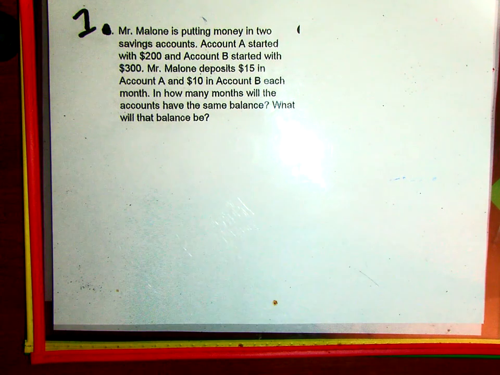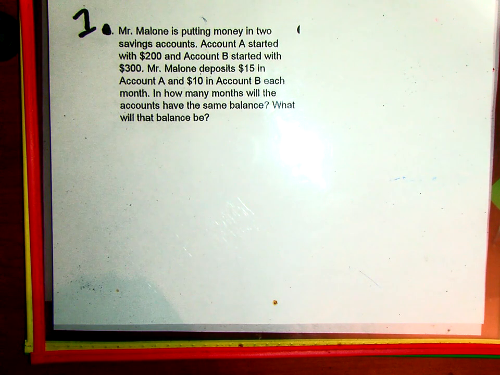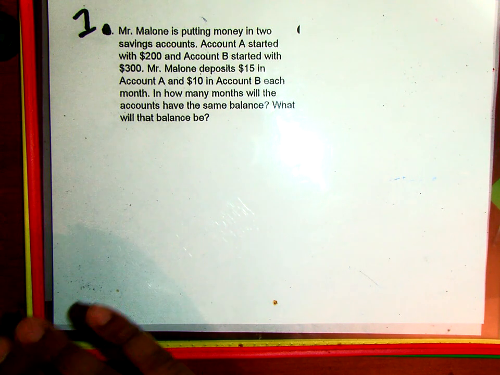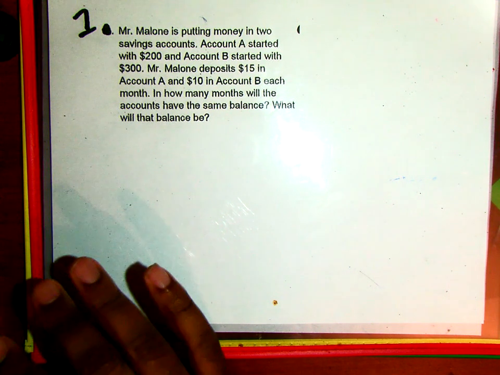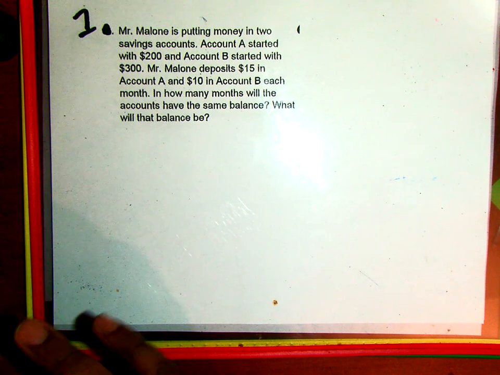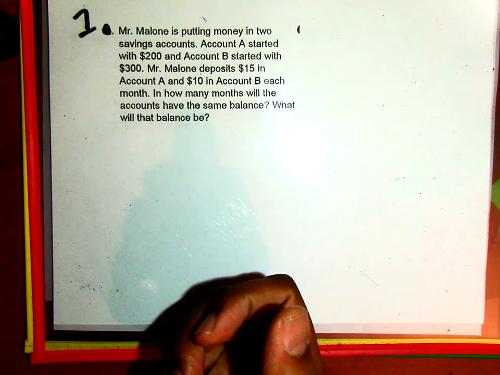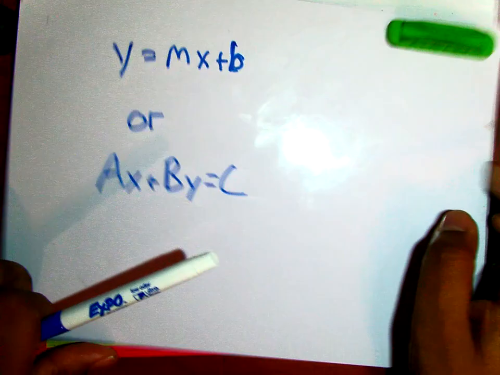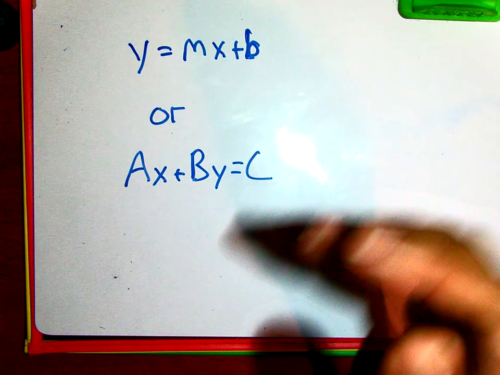So let's take a look here. The hard part about word problems is reading it and figuring out what to do. Well, with systems of equations, you know it's going to be two equations. It's just a matter of what form you're going to have your equations in. So let me show you the two most popular forms to have your linear equations in.